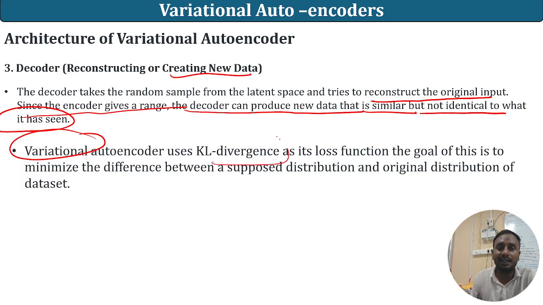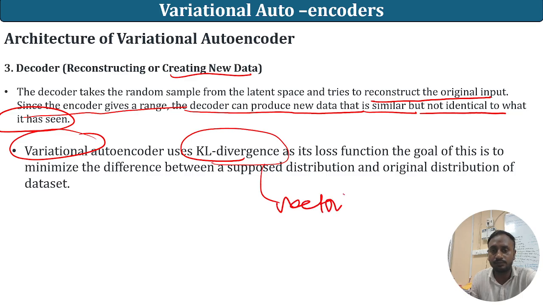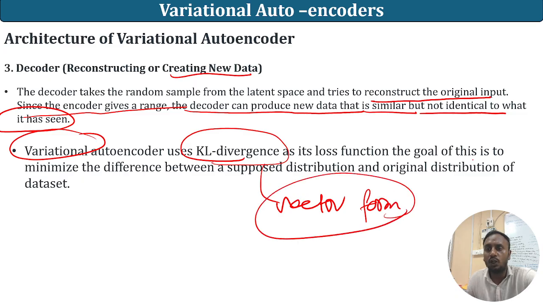So they're using a KL divergence function. It's actually in the vector form. Its goal is to minimize the difference between the supposed distributions and original distributions. It's called reconstruction loss. Reconstruction loss also we can say.